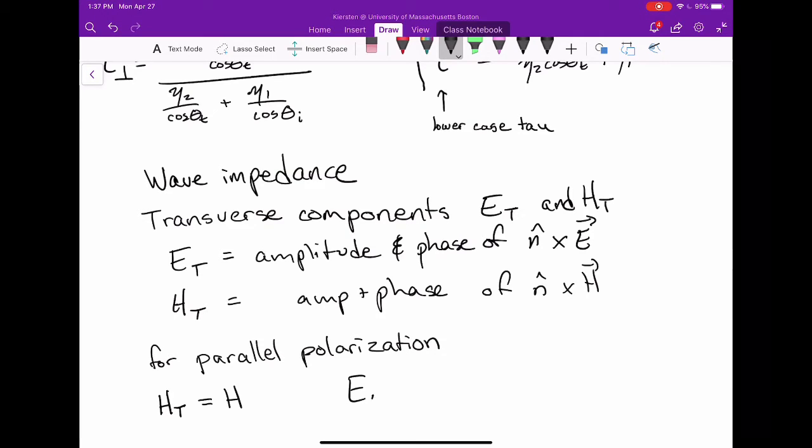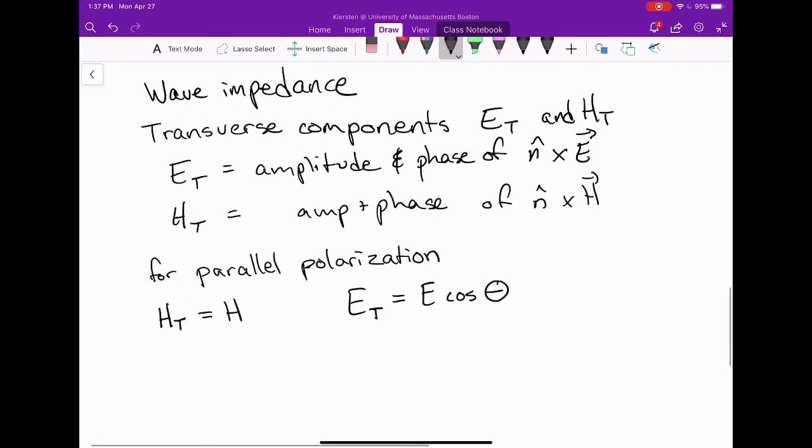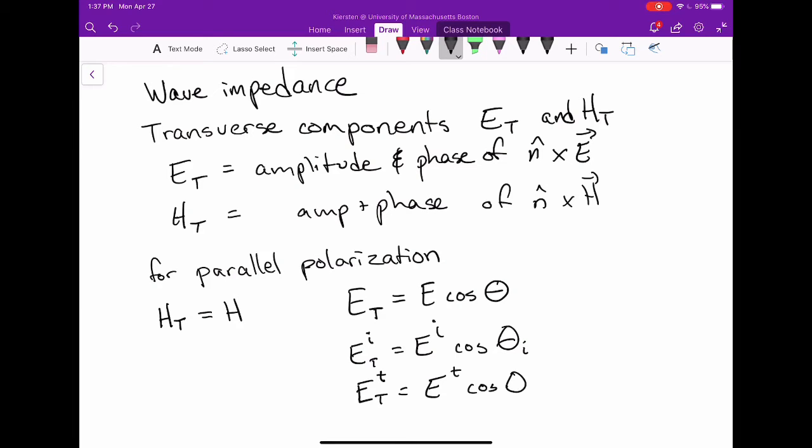But ET, the transverse component of the electric field, doesn't need a vector on top because we're just talking about amplitude, is going to be E times the cosine of the angle. So the transverse component of the incident wave is EI cosine theta I, and the transverse component of the transmitted wave is ET cosine theta t.